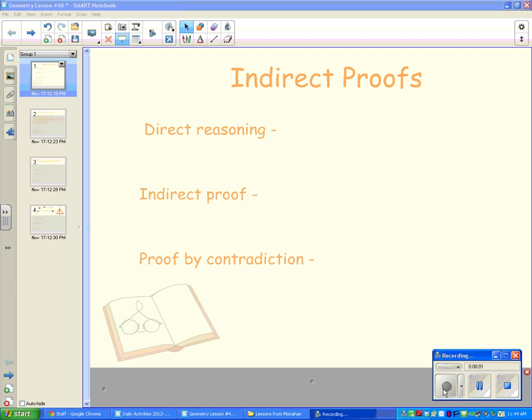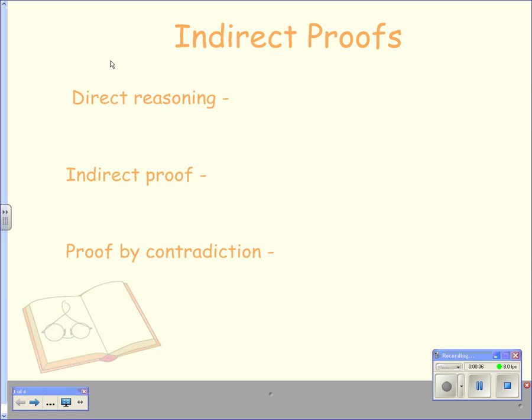Definitions again, because I forgot. All right, we're looking at lesson 48 today. Indirect proofs.